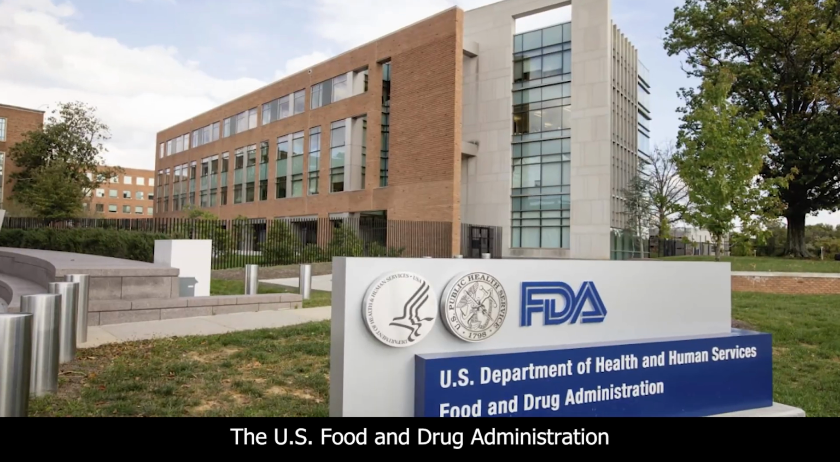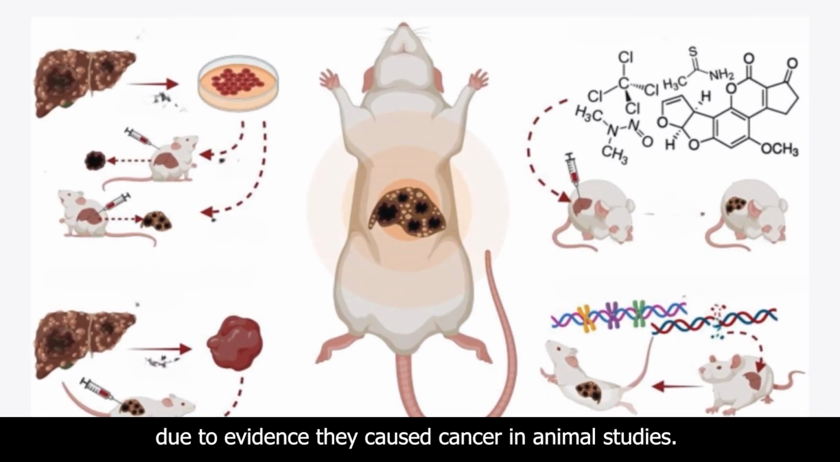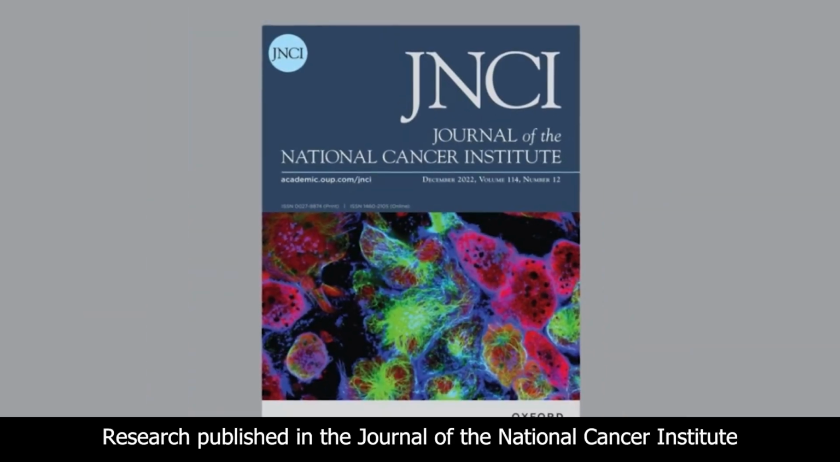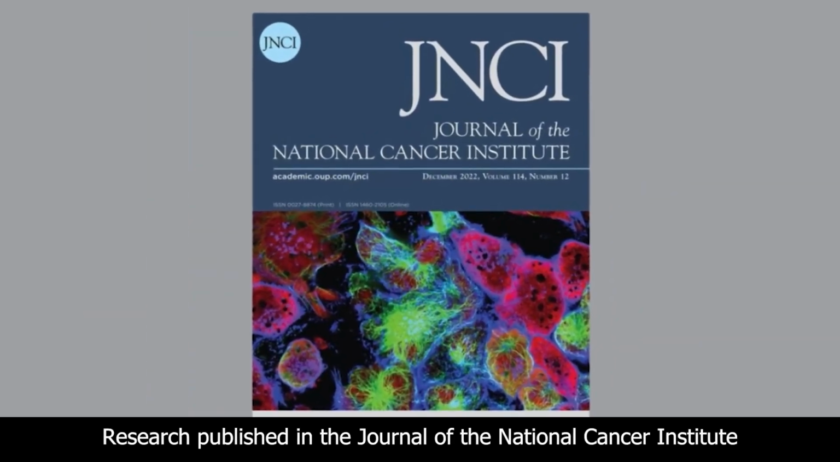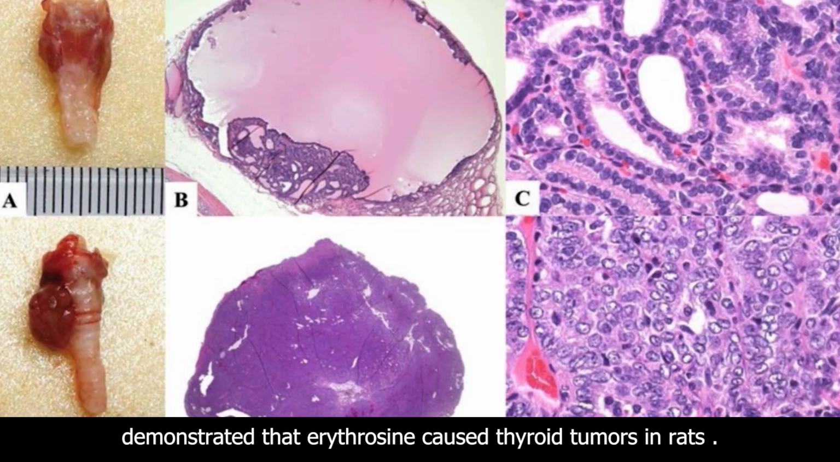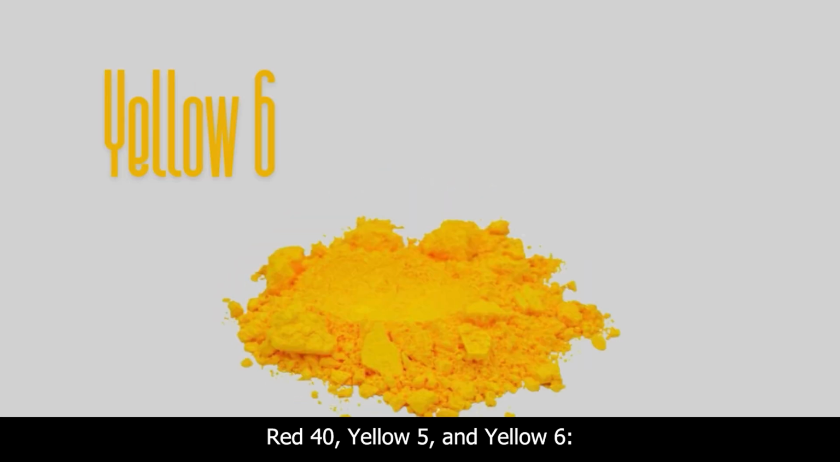The U.S. Food and Drug Administration banned the use of Red 3 in cosmetics and externally applied drugs in 1990 due to evidence it caused cancer in animal studies. Research published in the Journal of the National Cancer Institute demonstrated that erythrosine caused thyroid tumors in rats. Red 40, Yellow 5, and Yellow 6.